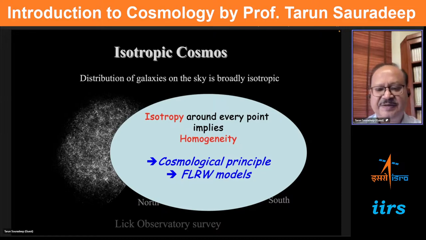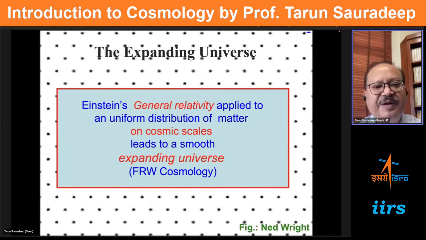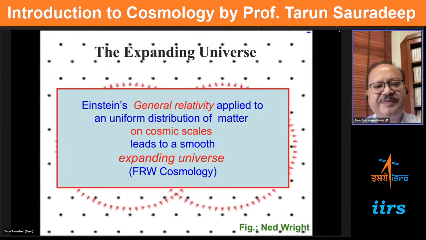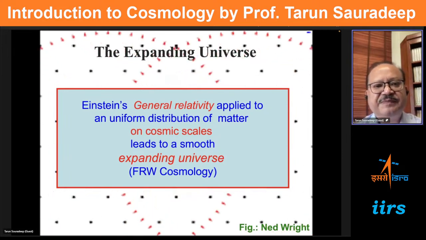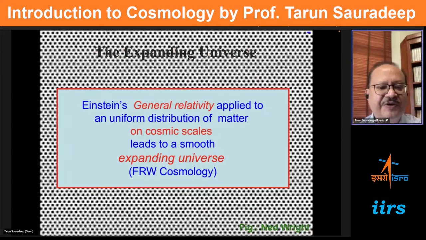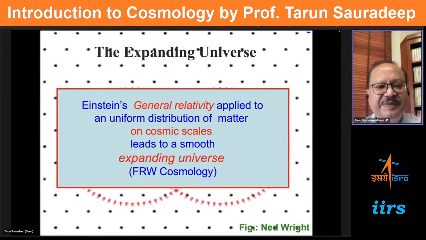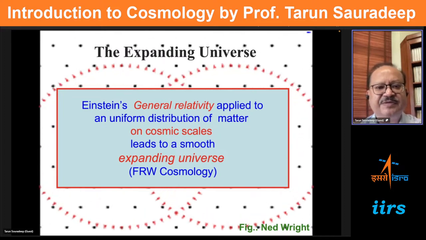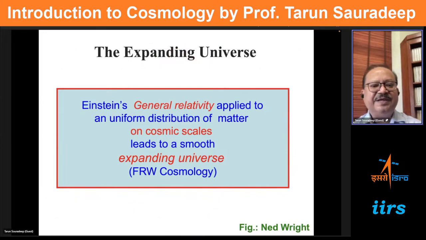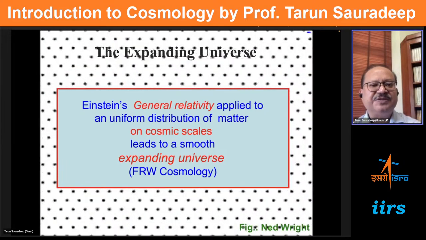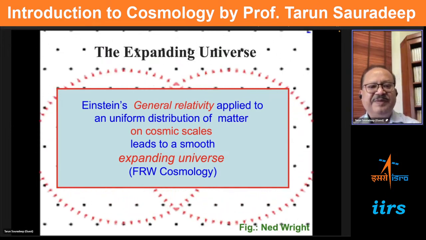Let me get to that. Einstein's general relativity applied to a uniform distribution of matter on cosmic scales led to a smooth expanding universe. It could be expanding or contracting, but we know that our universe at this point is expanding. So let's not complicate matters and think of an expanding universe. Now, you imagine a century back, this was really, really philosophically troubling.